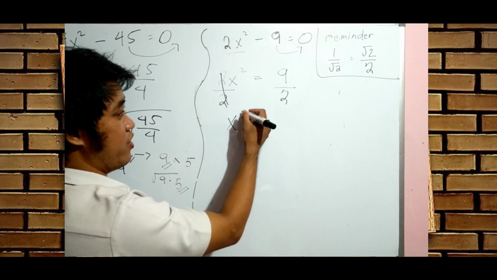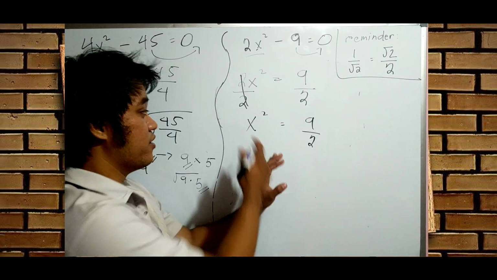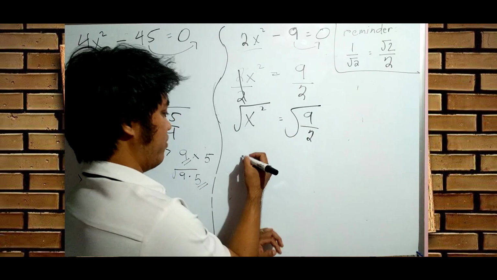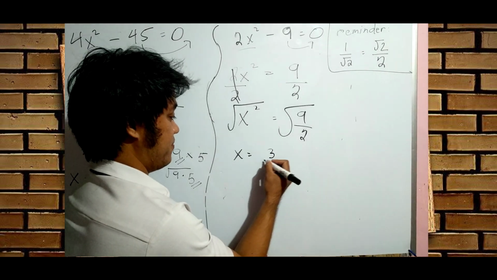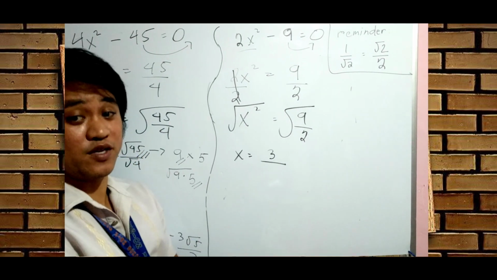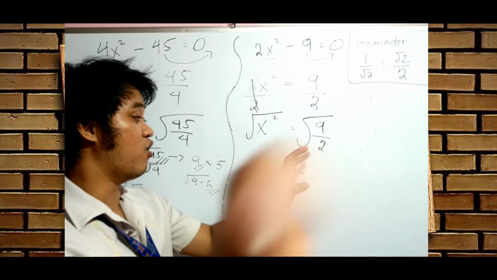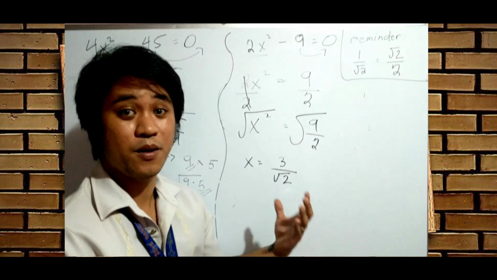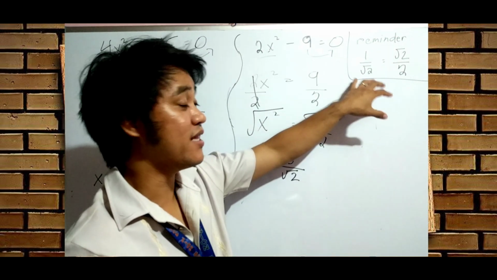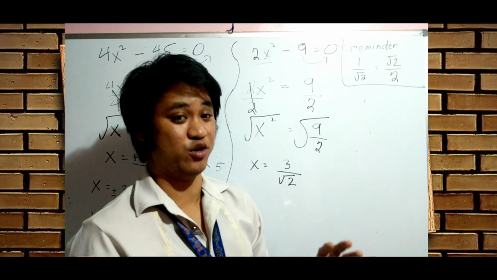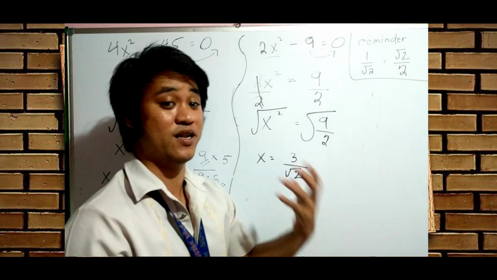So we have x squared is equal to 9 over 2. So we take the square root. We have x is equal to, get the square root of 9, which is 3, and 2 here is not a perfect square. So we have x is equal to plus or minus 3 over square root of 2. But again, in the reminder, you cannot have a radical number in the denominator. So this answer is not rationalized, so we need to rationalize the answer.